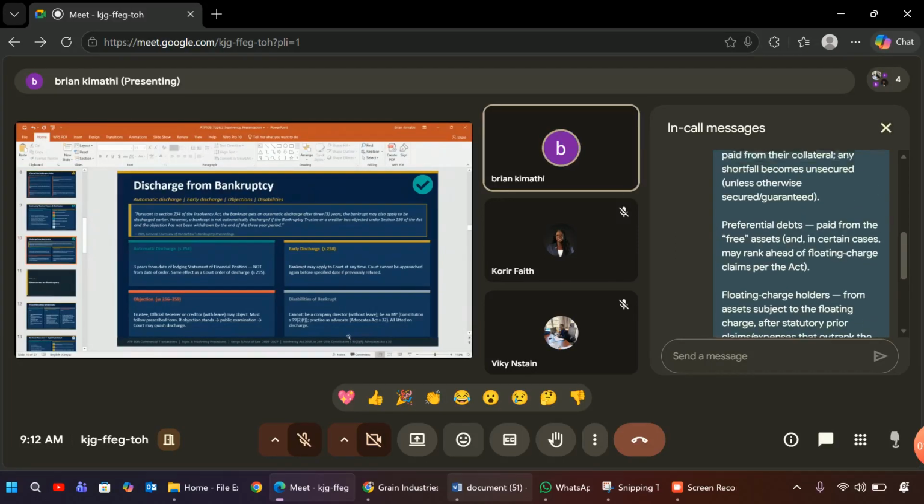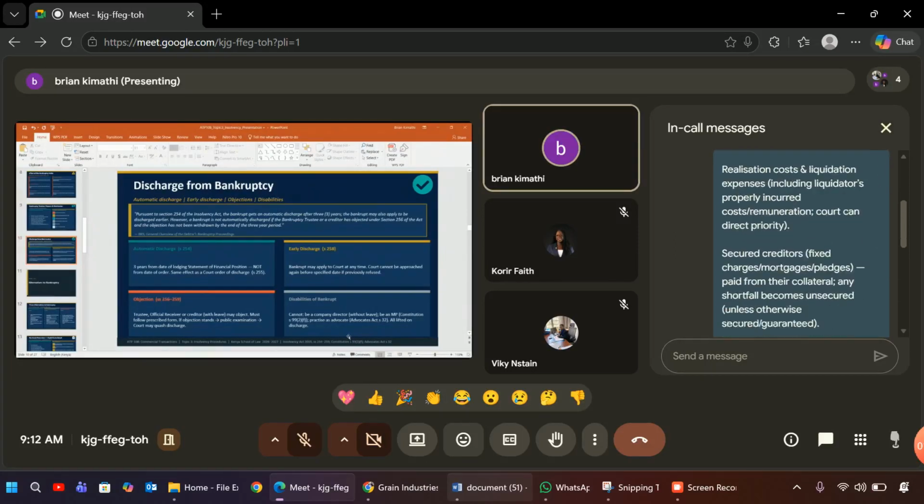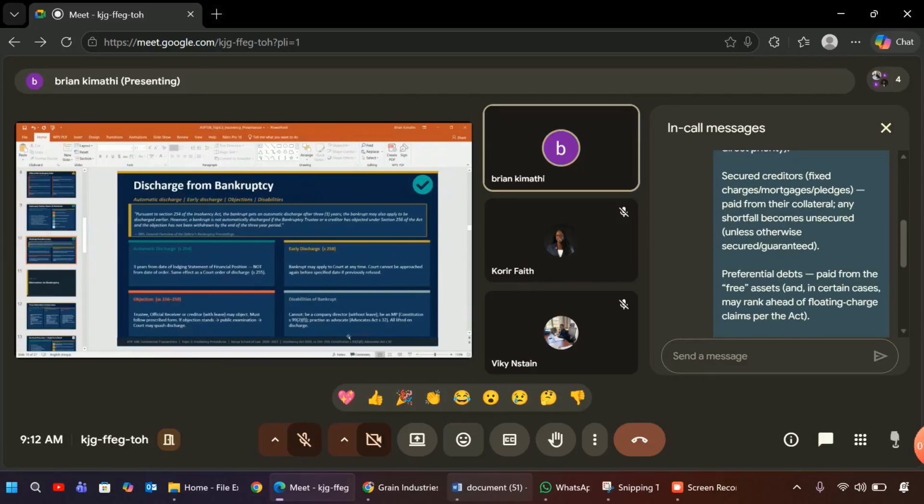So pursuant to section 254 of the Insolvency Act, the bankrupt gets an automatic discharge after 3 years. The bankrupt may also apply to be discharged earlier. However, a bankrupt is not automatically discharged if the bankruptcy trustee or a creditor has objected under section 256 of the Act, and the objection has not been withdrawn by the end of the 3-year period. So it's a 3-year period. That's something else we also have to remember.